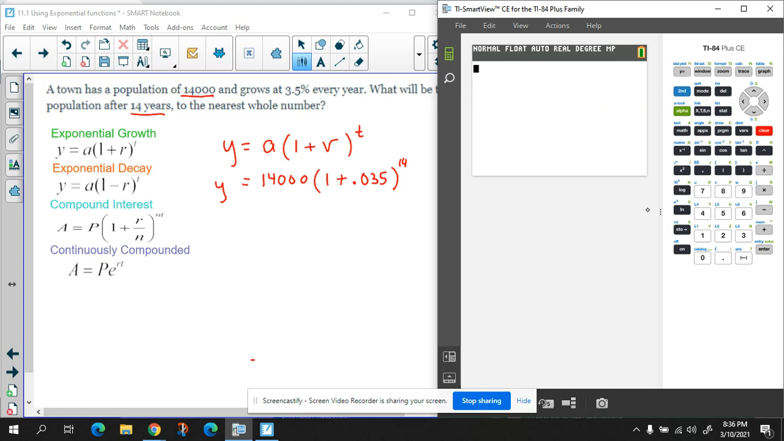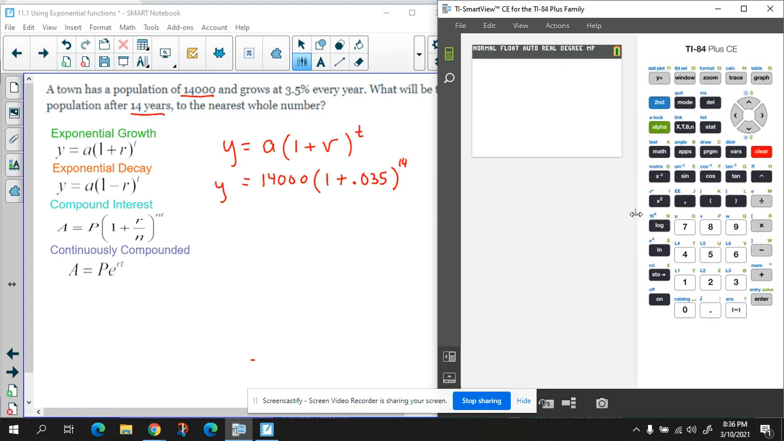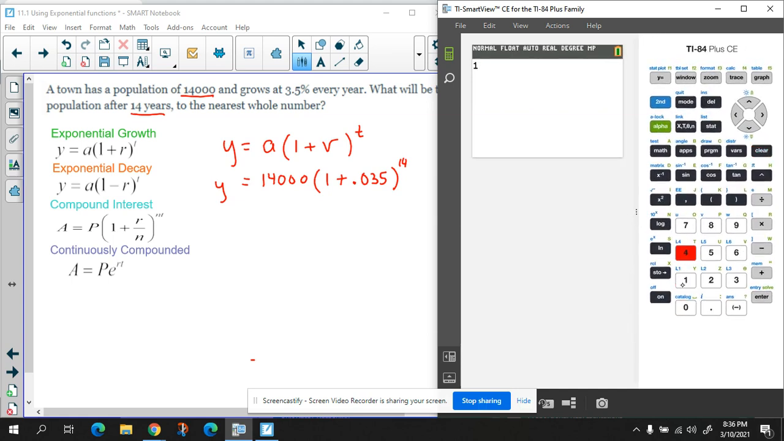There we go. To type in 14,000 and then 1, add on the rate in decimal form. Remember this caret raised up to the 14th power.